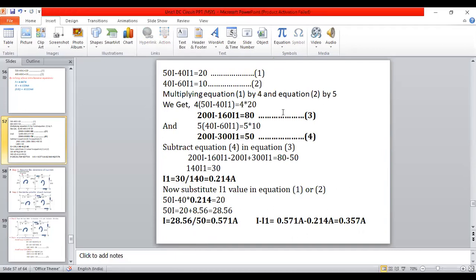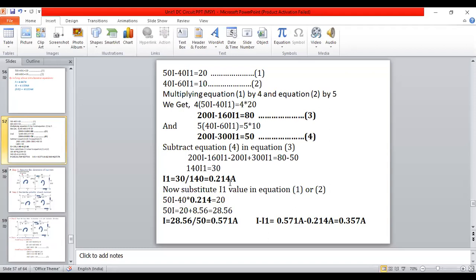So this is one method. If you put the equations directly in the calculator, the calculator's answer and this answer will be the same. First answer you will get I and second answer you will get I1. Are both answers correct? You can cross verify by using the calculator. Calculate it. Correct?